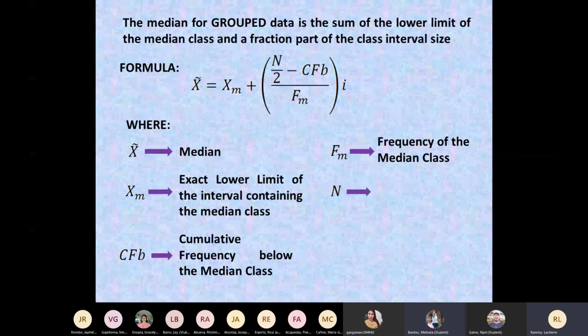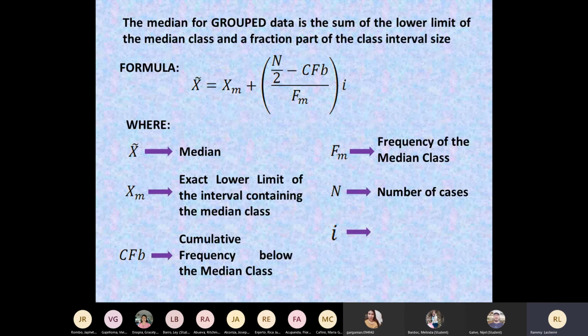N is the population, the number of cases, while I is the interval size or class size. So this one is the formula. Now, the problem is, once you solve the median for grouped data, first determine the median class where it belongs.